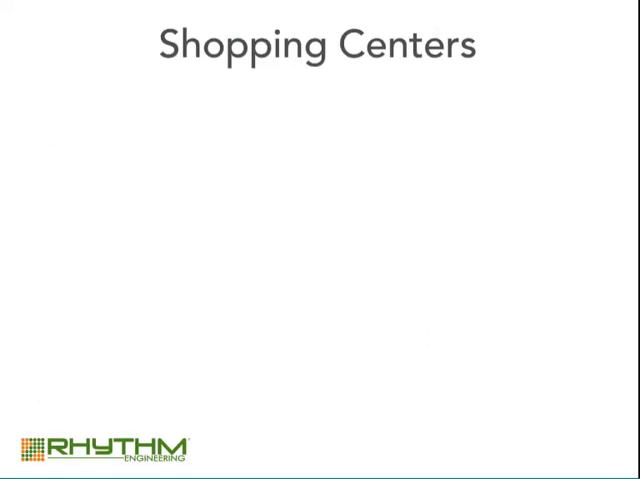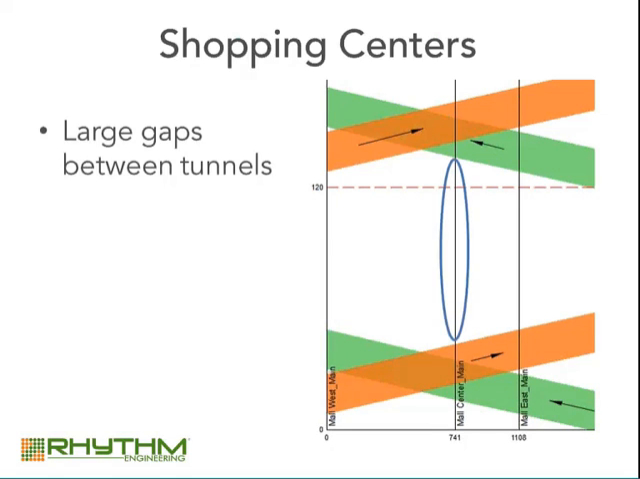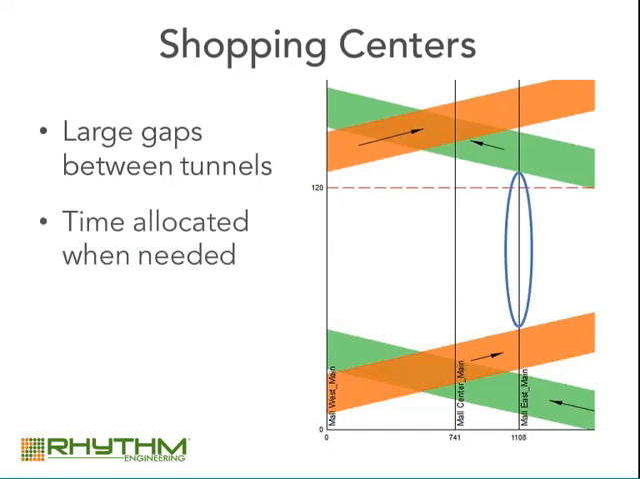Side street queues from shopping centers will fluctuate throughout the day. Create large gaps between the tunnels so that green time can be allocated when needed. During times of lower demand, InSync will reallocate the green time elsewhere during the period.